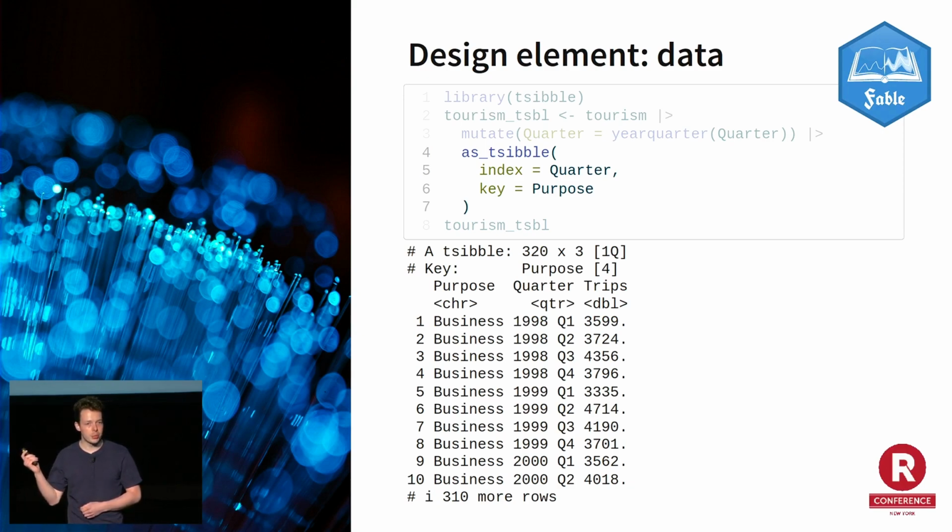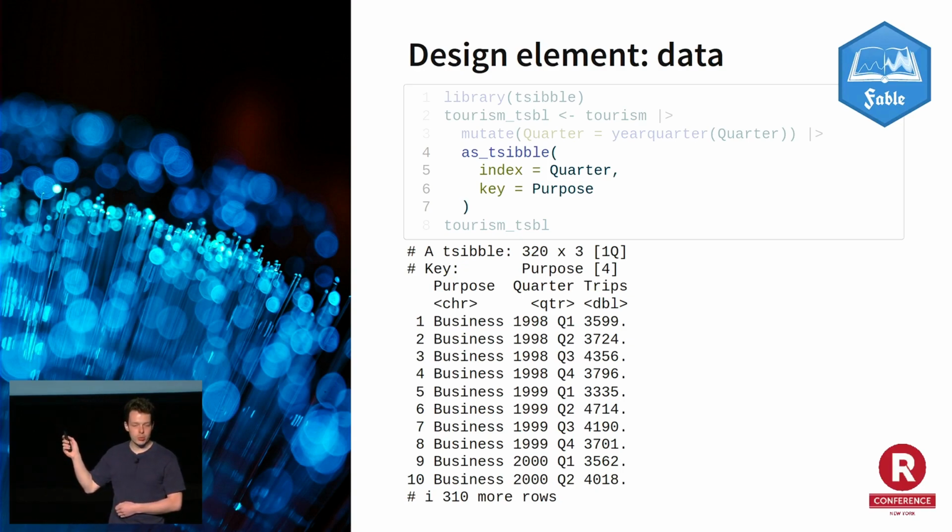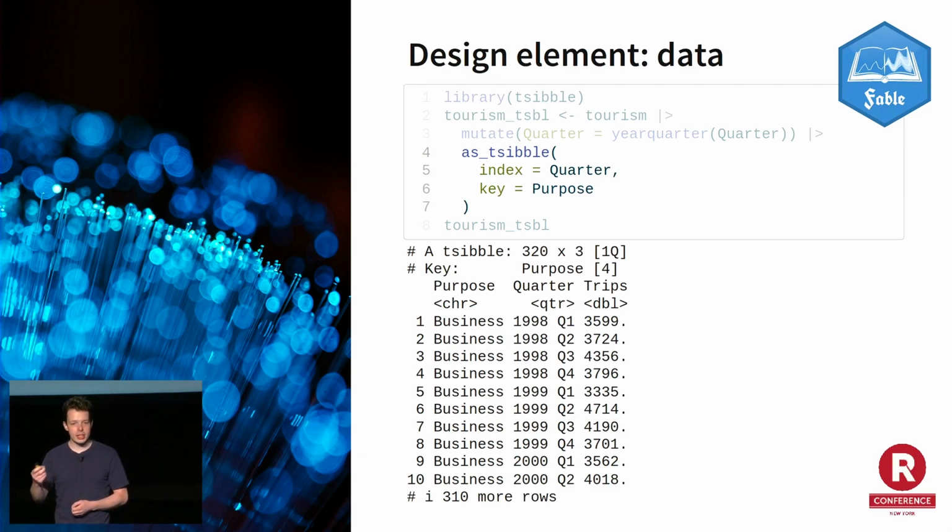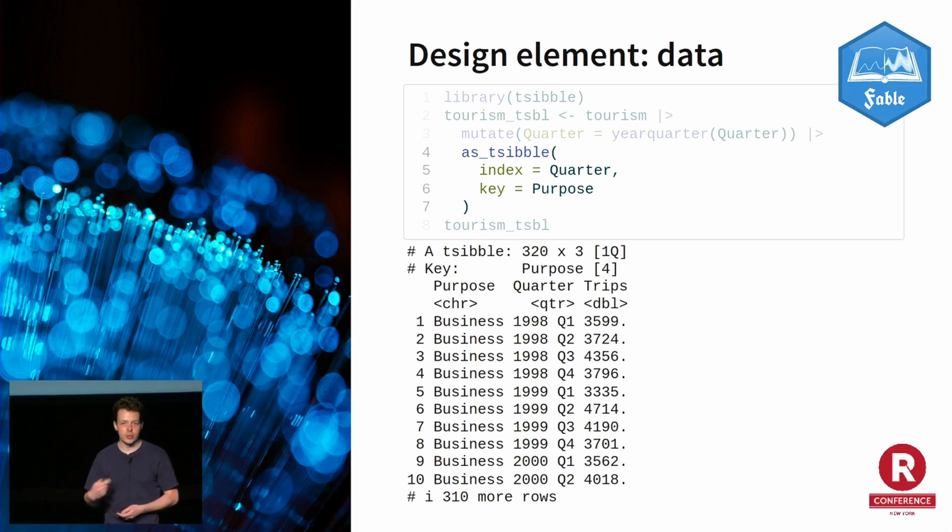You can use ggplot, you can filter, mutate, all of your familiar verbs. We add some extra information. The first row here, 1Q, represents that we have quarterly data, and this was automatically inferred from the quarter column. We didn't need to tell anything about the nature of the time.